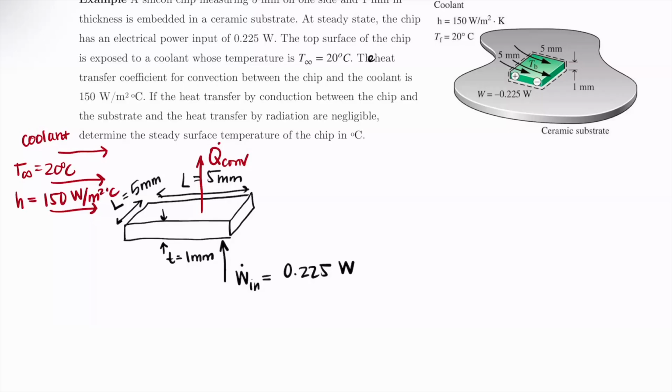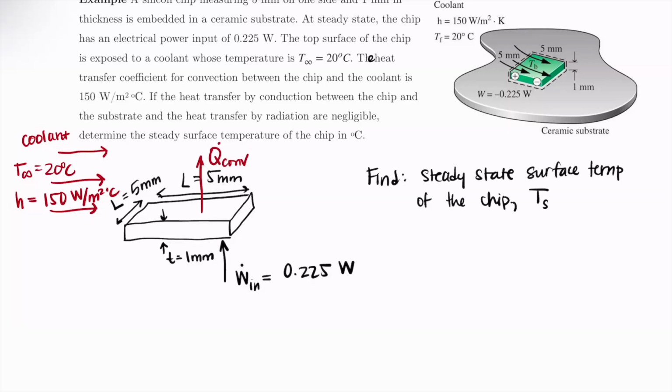So what we want to find is the steady state surface temperature of the chip. This is our variable T s in Newton's law of cooling.